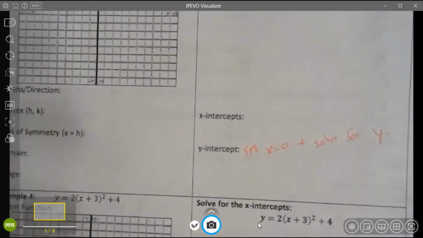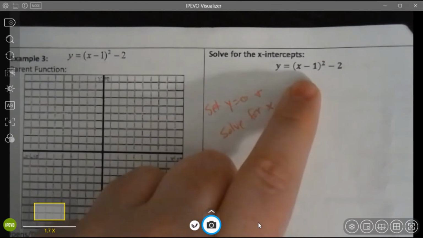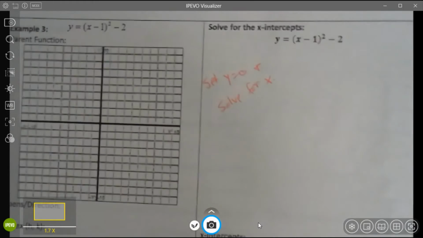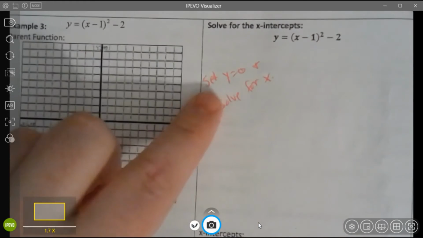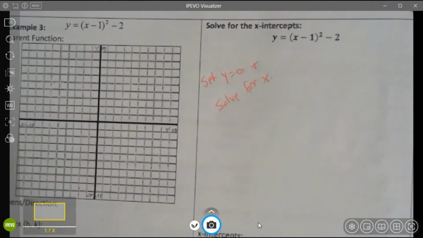So what that's basically going to be doing is you're just going to plug in 0 for x here. And then the only way to solve it is you're just going to simplify it. So it's pretty easy to solve this one for y. To solve for x, you're just going to set y equal to 0. And that's how you're going to do examples 3 and 4.